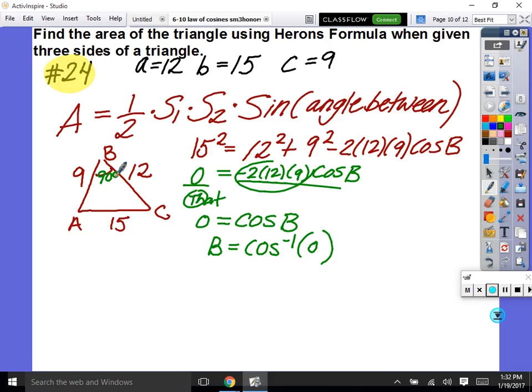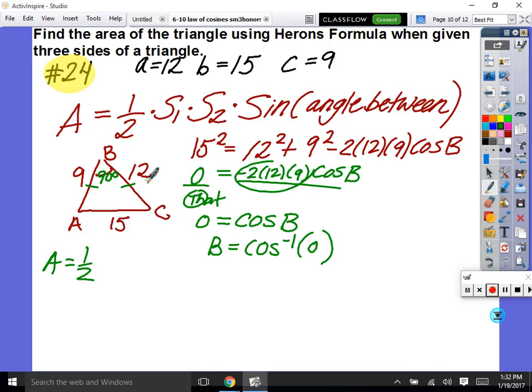So let's now find the area. Area is equal to 1/2 times side 1. 1/2 times base times height? Yeah. You could do that, yes. But I'm just going to keep going with this. Because what if it wasn't 90? Let's just go for it.